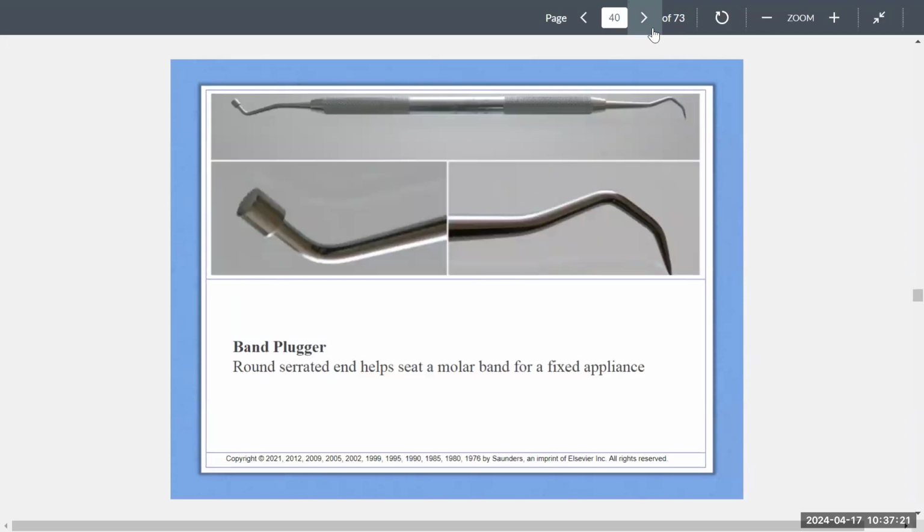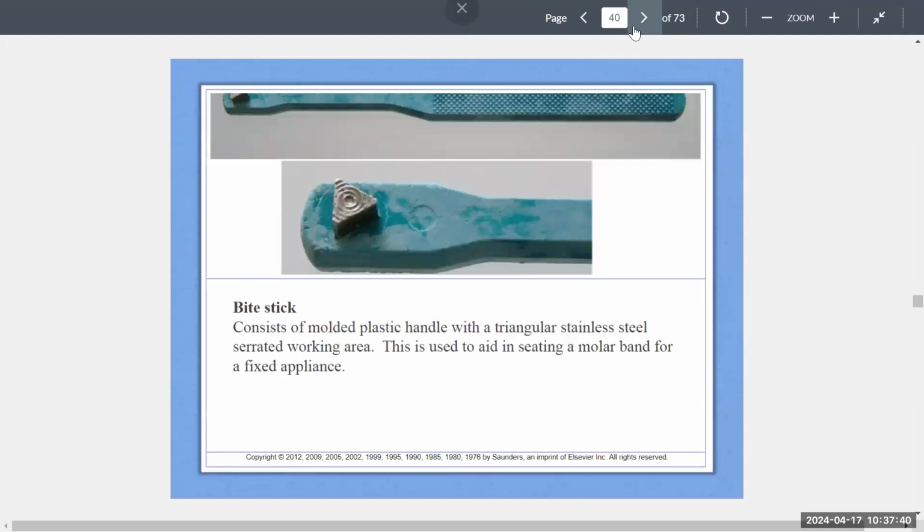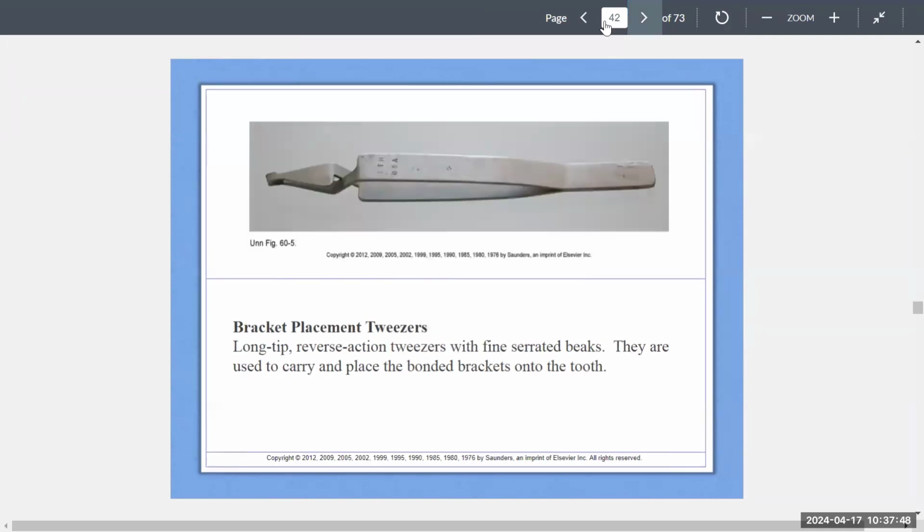And then you have a band plugger. One end is kind of similar to a condenser, and the other is similar to a scaler of some sort. This helps to seat the molar band for a fixed appliance. Here's your bite stick. It has this little triangular stainless steel part. It's also used to help seat a molar band when you're doing a fixed appliance.